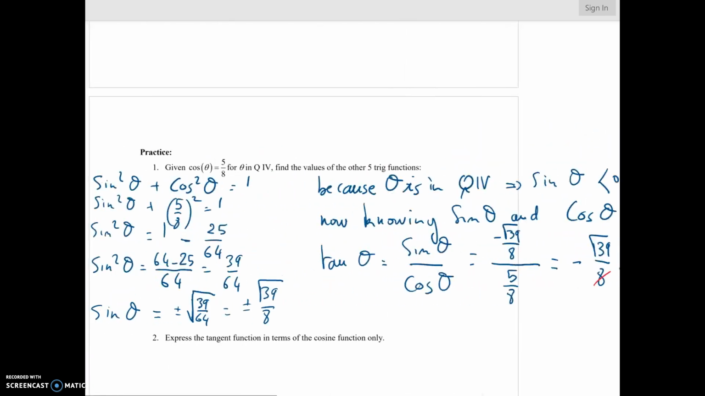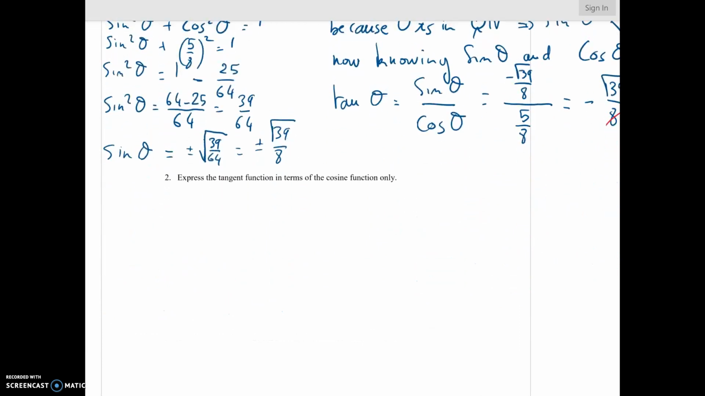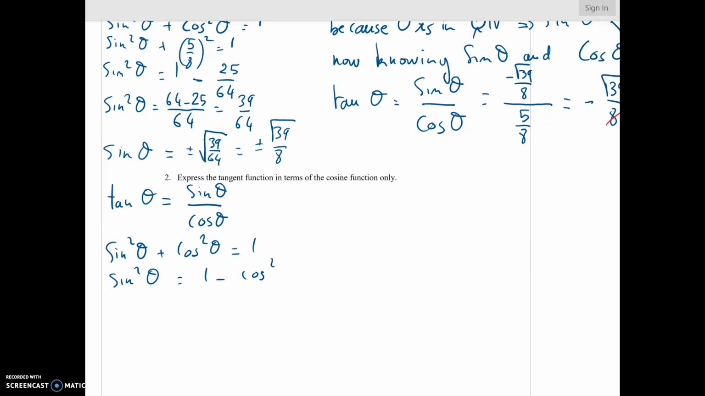All right. In example number 2, we have to express tangent theta in terms of only cosine. So first of all, what I want to do is substitute sine. I know that sine squared of the angle plus cosine squared of the angle theta equals 1. So sine squared of the angle equals 1 minus cosine squared of the angle. And therefore the sine of the angle equals plus or minus the square root of 1 minus cosine squared of the angle theta. I took the square root.